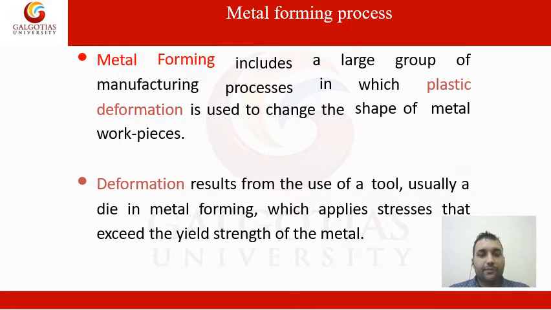So, what is the purpose of this metal forming process? That is mechanical working of metal. First is to refine the grain structure. Second is to achieve high dimensional accuracy. Next is to achieve better surface finish of the final product. Next is to improve the mechanical properties of metal.